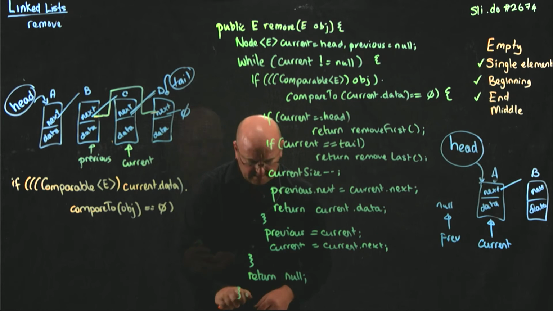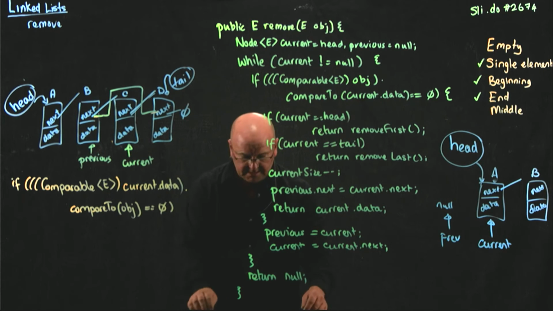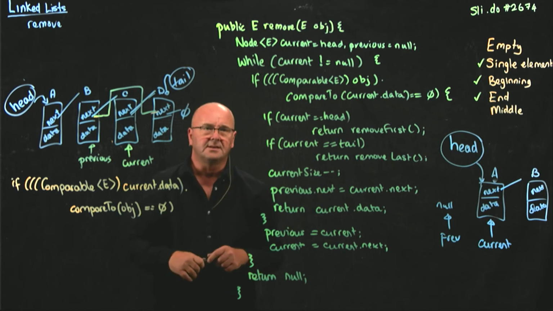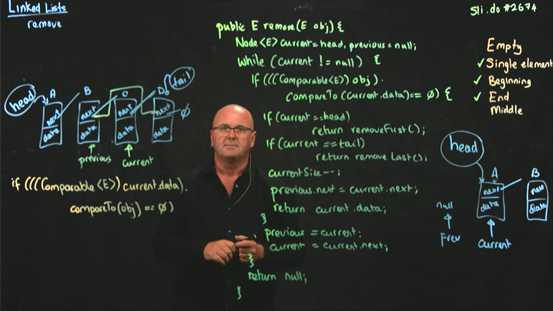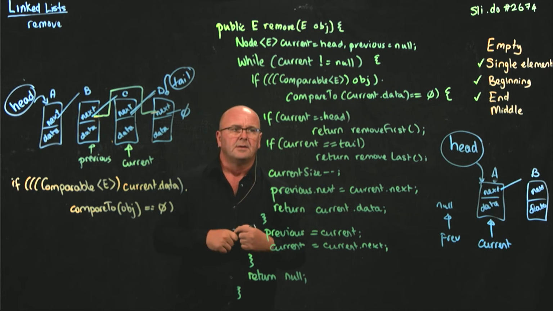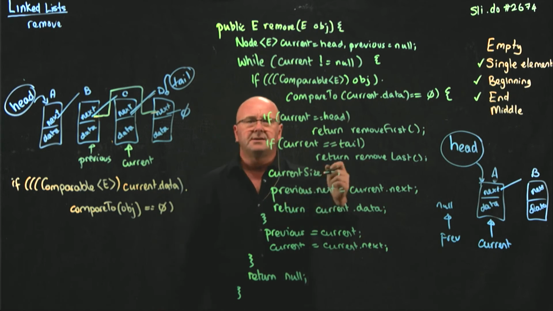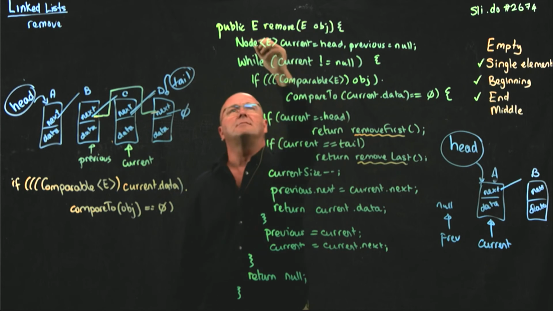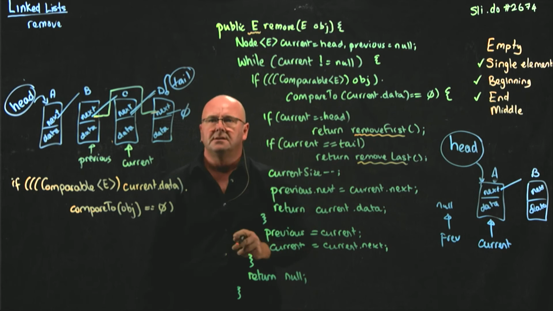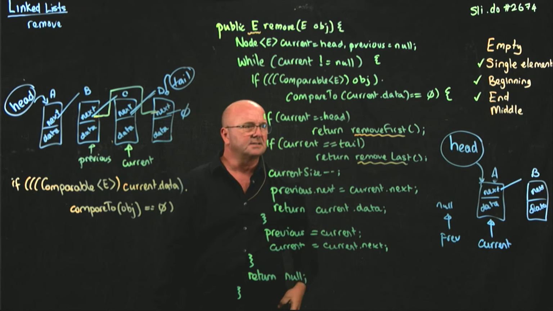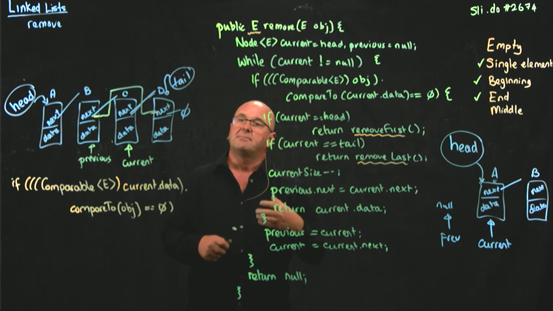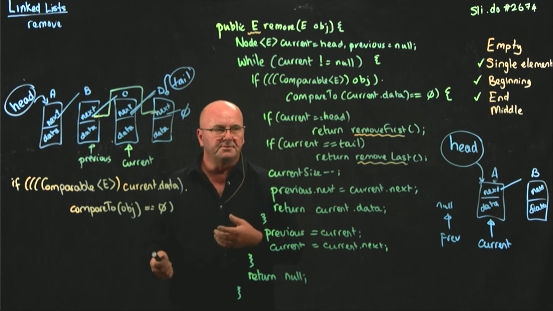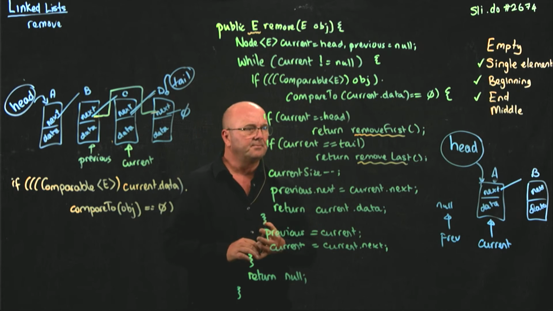Okay, so there's a remove method. There's a few things I want to point out with this remove method. So the first thing you need to double check is that the remove first and remove last have the same signature that your remove method also has. The remove method may have a Boolean, or the remove first or remove last may have a Boolean. Okay.